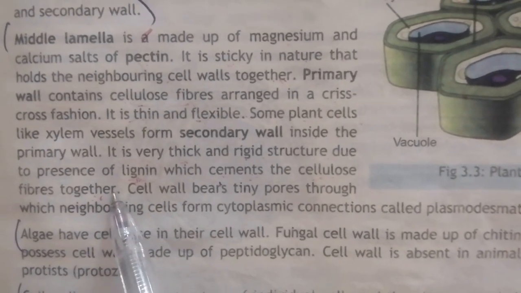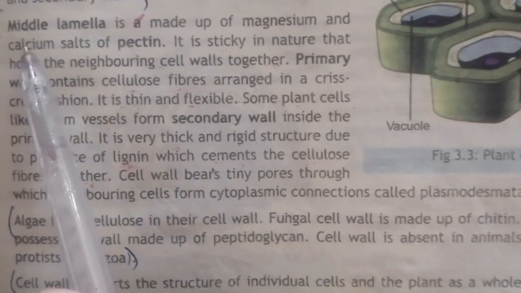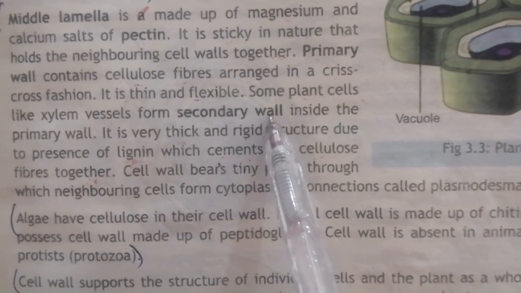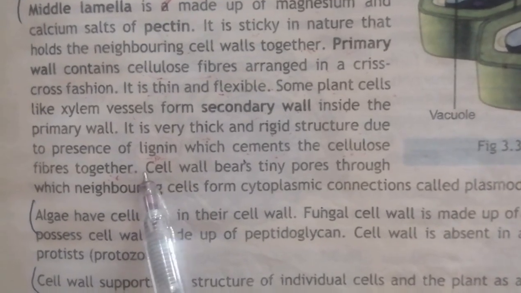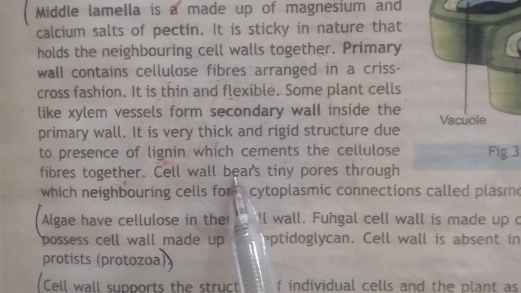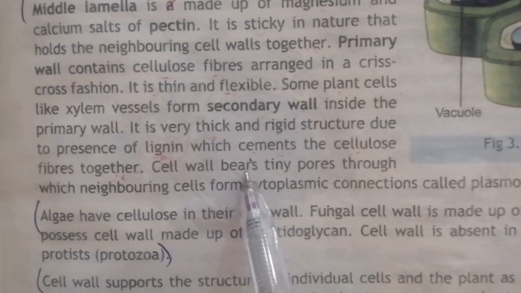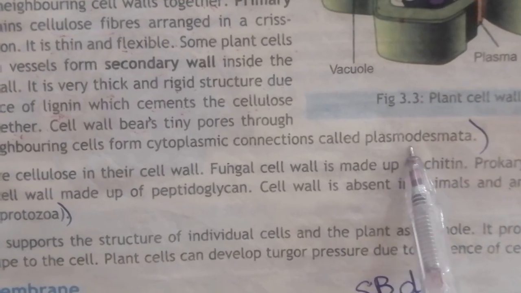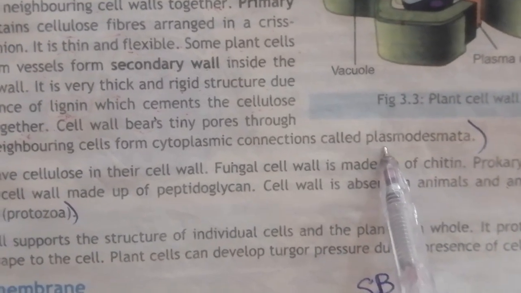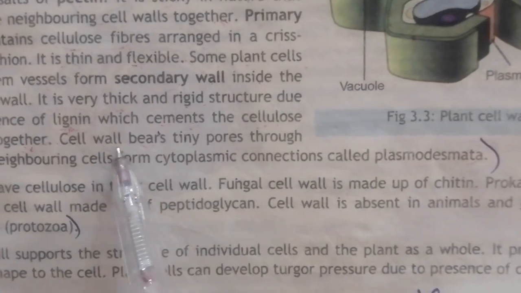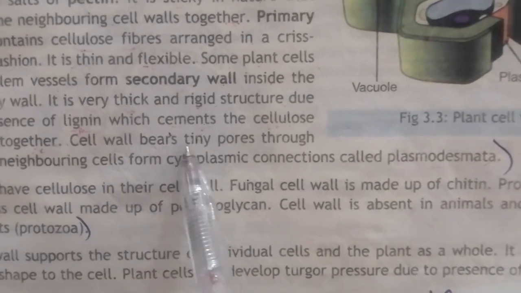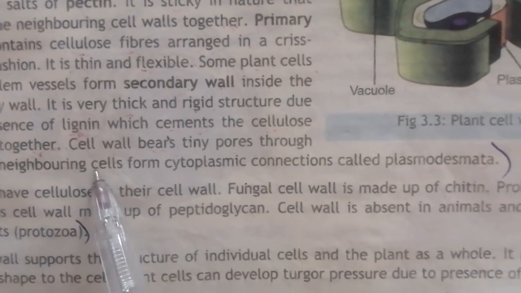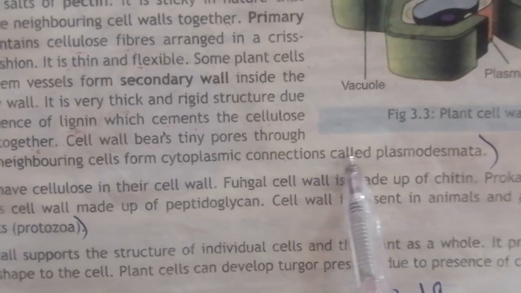So up to here, your main three-layer structure, starting with the middle lamella, primary cell wall and secondary cell wall, has ended. Now the next heading will begin from "cell wall bears" or "cell wall has". With this, a new terminology is introduced, called plasmodesmata. How would you read it? Plasmodesmata. So the cell wall bears or has tiny pores, small openings through which neighboring cells form cytoplasmic connections called plasmodesmata.